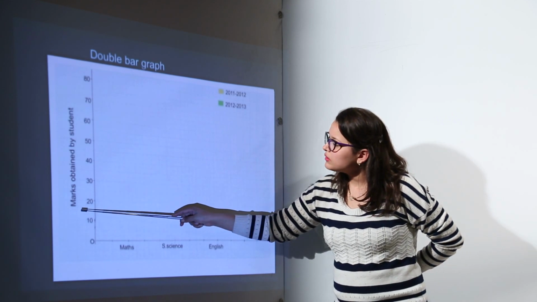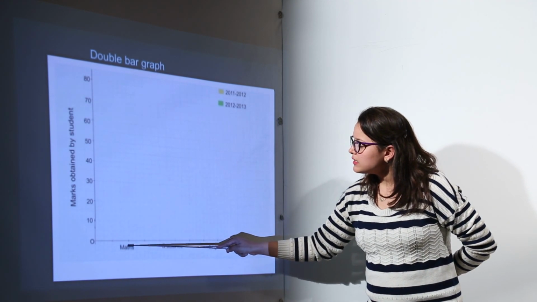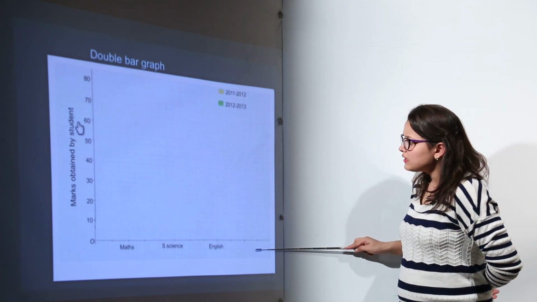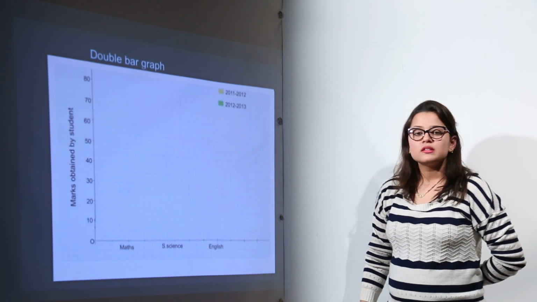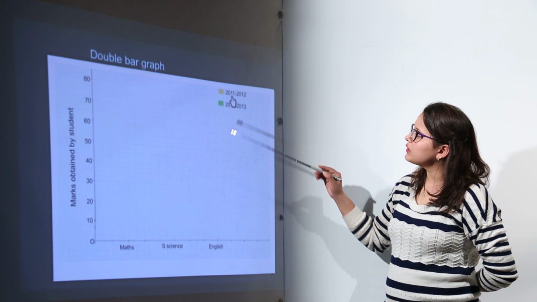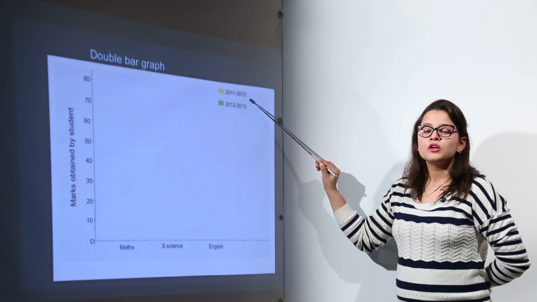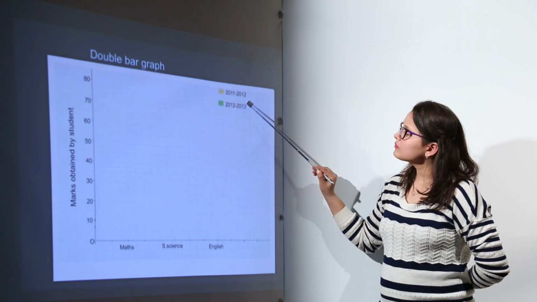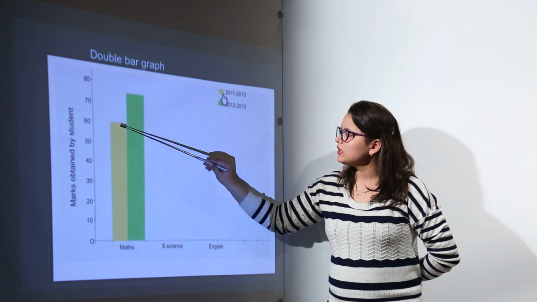Now the next question I have made is a double bar graph. Here we will be dealing with marks obtained by students. The marks and the subjects are written here. The subjects are written on the x-axis and the marks obtained on the y-axis, the same way that we have done earlier. The one difference is that the yellow bars will be representing the data between 2011 and 12, whereas the green ones are representing data between 2012 and 13.